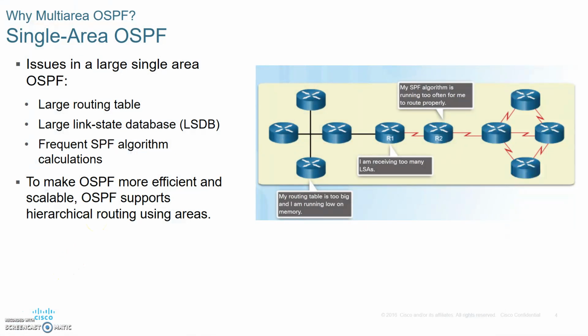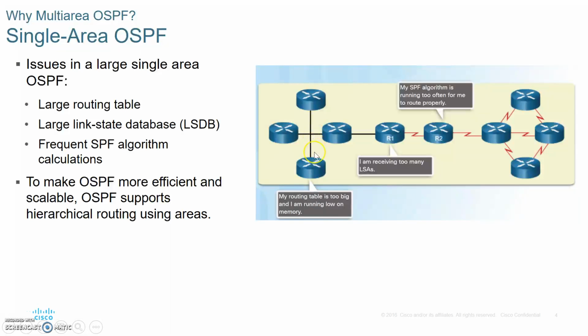Okay, first, let's look at why we need to use Multi-Area OSPF. In a single area OSPF that we learned previously, it works well when your network is small. But as you add more and more routers and your network grows bigger and bigger, your routing table will naturally grow bigger and bigger. With a large routing table, your router will run slower.